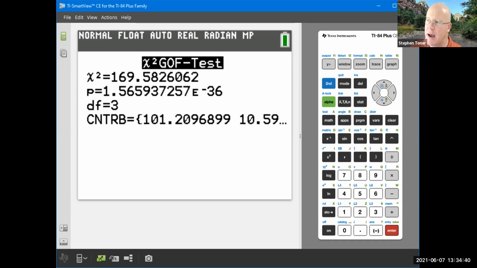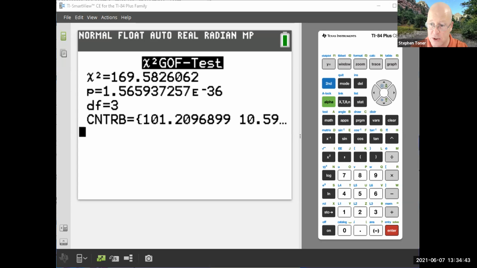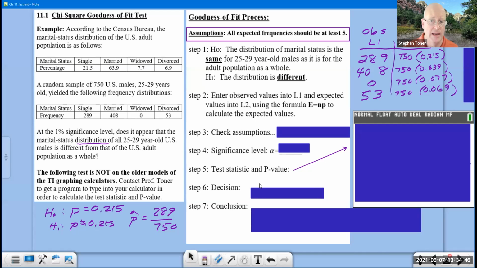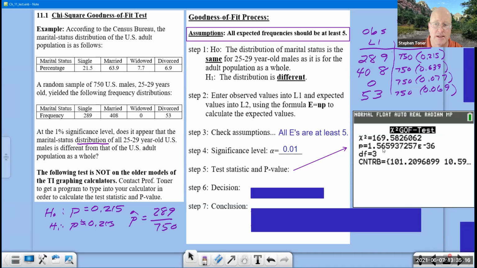Okay, so let's go back to our blue screen, and let's check our assumptions. First off, I'm going to say that all of my expected values are at least 5. Once we did these 4 multiplication problems in list 2, all of those values were above 5, so the assumptions were not an issue. Then I'm going to state my significance level, and they said at the 1% significance level at the left. So there's my 0.01. And we've already seen on our calculator, these different values come out for chi-squared and p. At that point, we're ready to go.